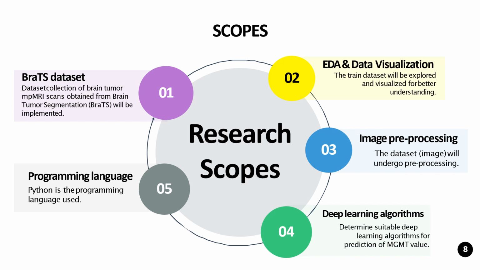For the scope of this project, we collect the data from the BRATS datasets. The dataset collection of brain tumor is obtained from the brain tumor segmentation. The BRATS will be implemented. The second scope is to implement the EDA and the data visualization. The training dataset will be explored and visualized for better understanding. Then the dataset of the MRI images will undergo image preprocessing, and then we will determine the suitable deep learning algorithm for the prediction of the MGMT value. For the whole project, we use Python as the main programming language.